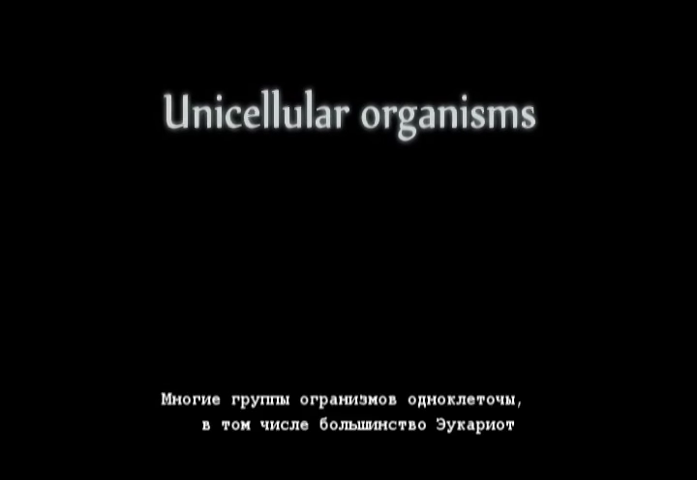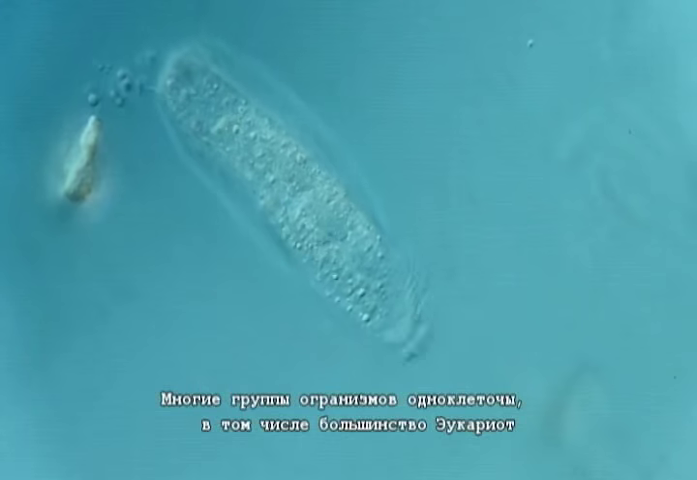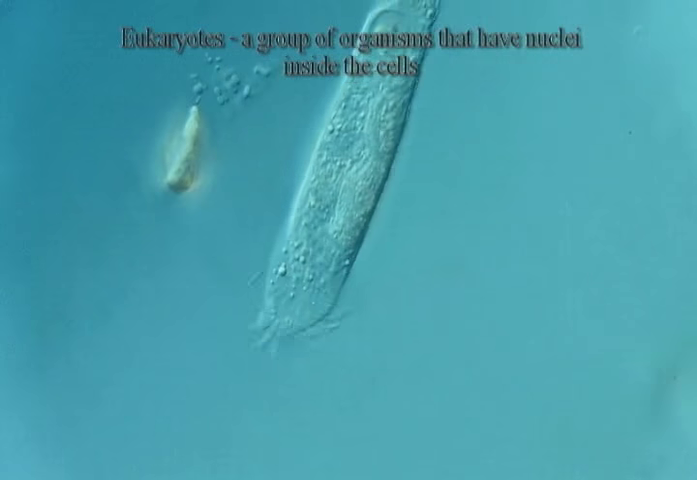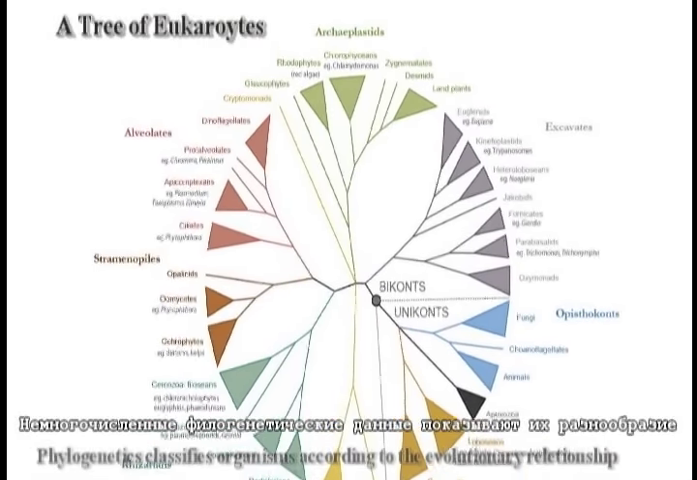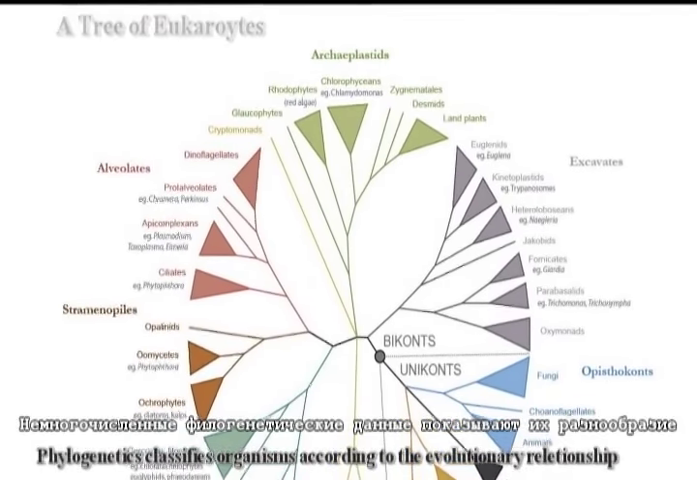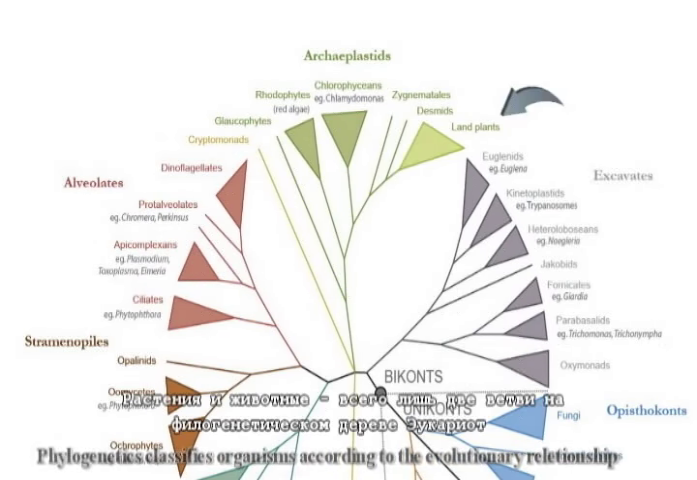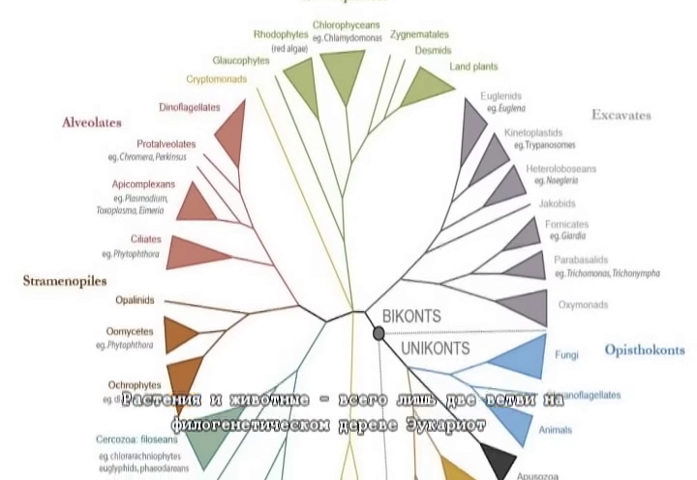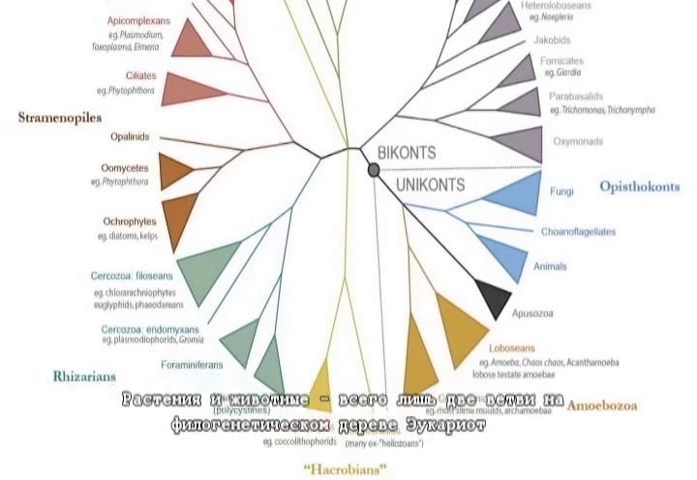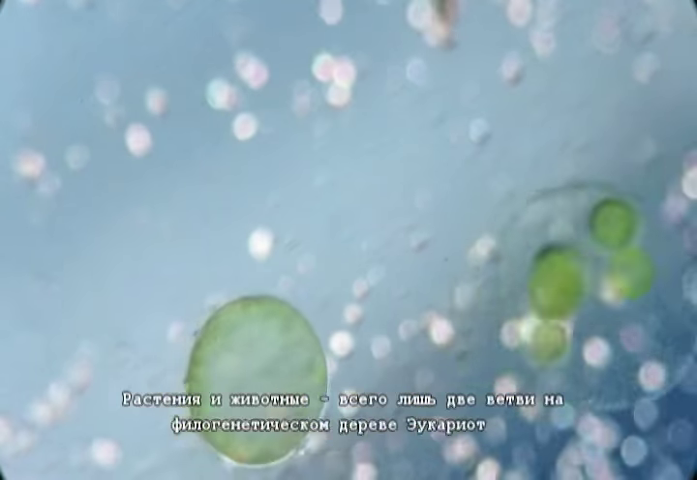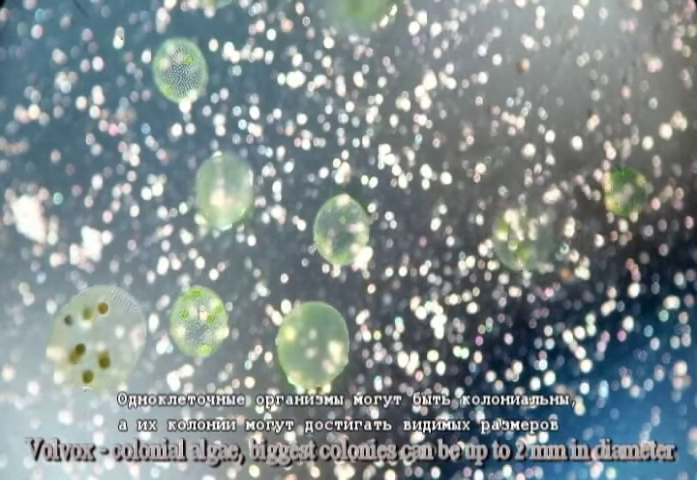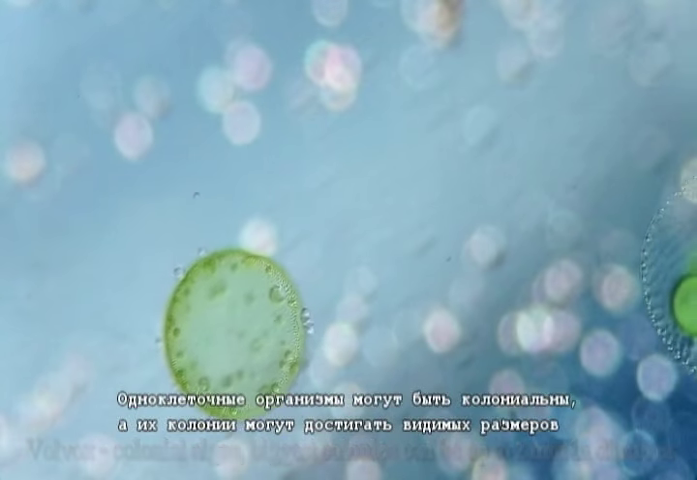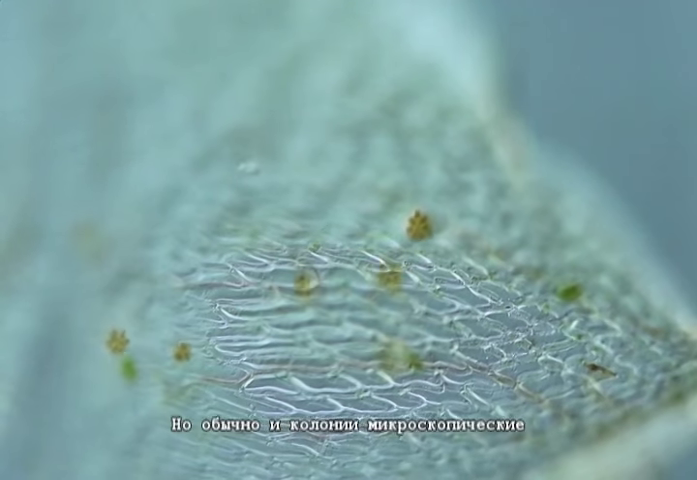A wide range of organisms are unicellular, including most of eukaryotes. Small bits of phylogeny information show how diverse they are. Plants and animals represent just 2 branches on the phylogenetic tree of eukaryotes. Unicellular organisms can be colonial, and the colonies can be big enough to be visible. But mostly, even colonies are microscopic.